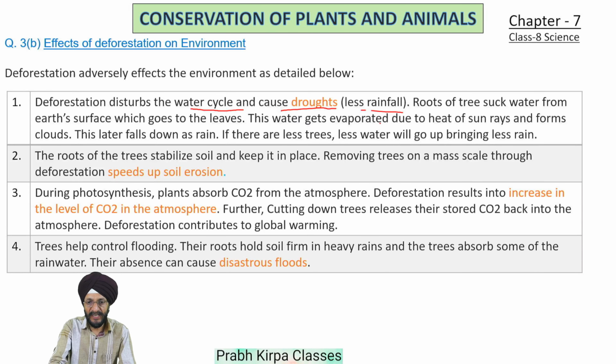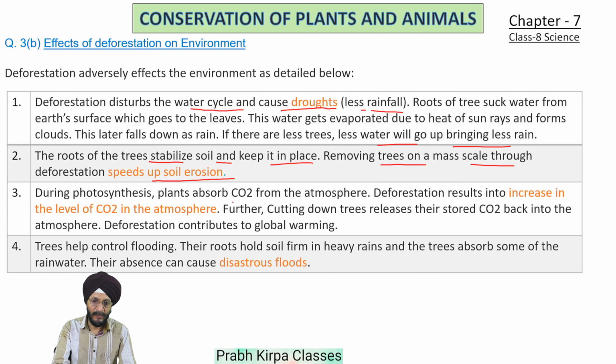This water gets evaporated due to the heat of the sun and forms clouds. This later falls down on earth as rain. If there are fewer trees, less water will go up and resultantly there will be less rain. Next, the roots of the trees stabilize soil and keep it in place. Removing trees on a mass scale through deforestation speeds up soil erosion.